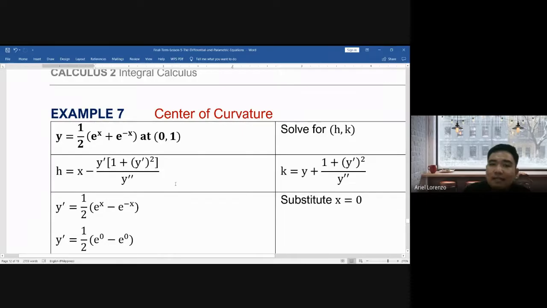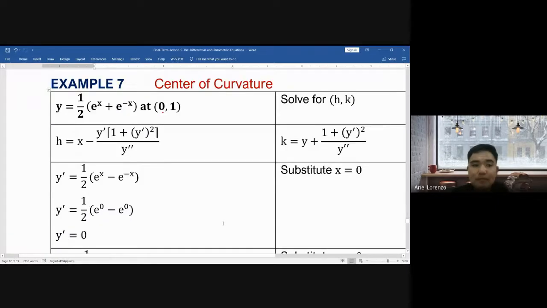Okay, ito naman, center of curvature. Yung sa formula natin kanina, the center of curvature is equal to h. So you have to get first meron kang value ni x which is 0. So y prime times 1 plus y, the square of the first derivative all over y double prime. And then for the k naman is y plus 1 plus y prime square all over y double prime. I repeat, in the exam, nilagay namin yung mga formula doon para kahit hindi nyo na i-memorize.